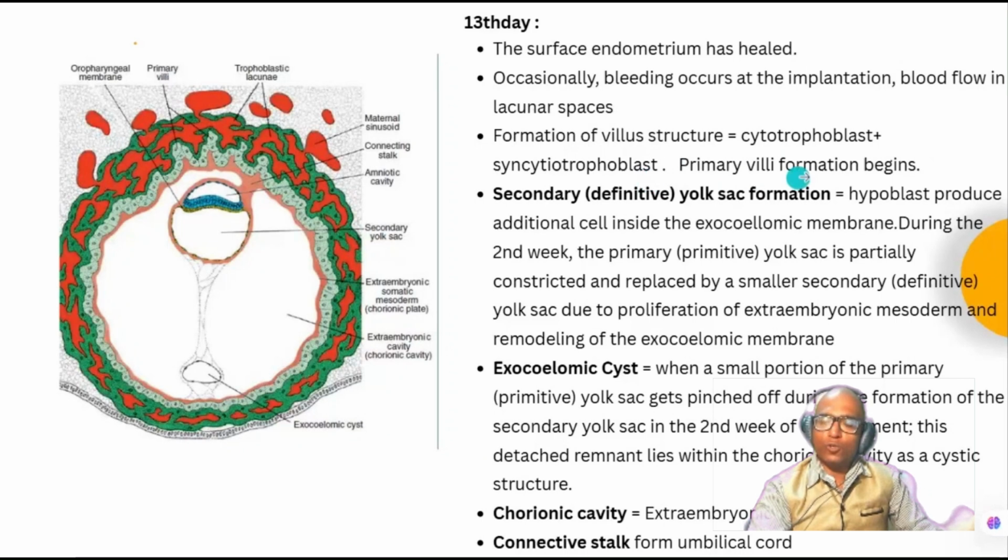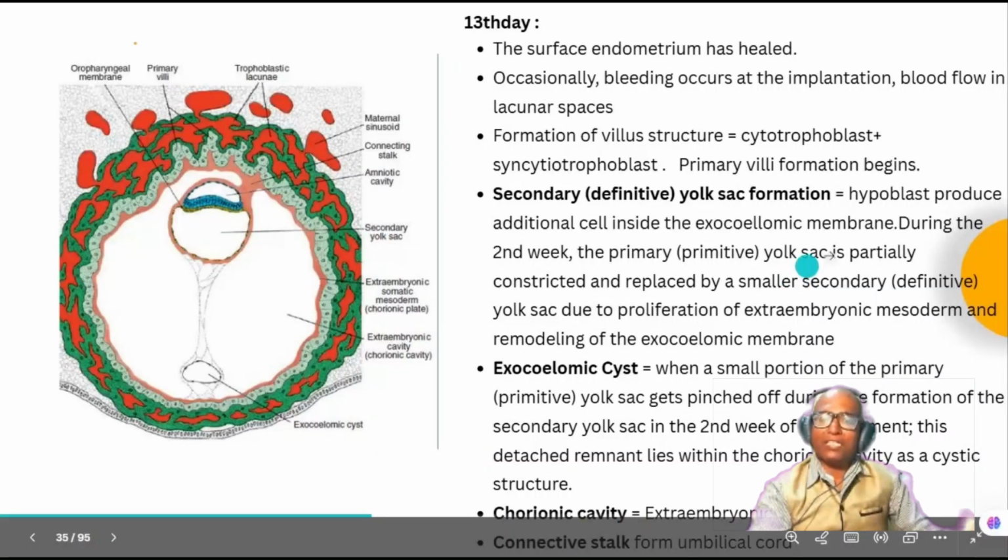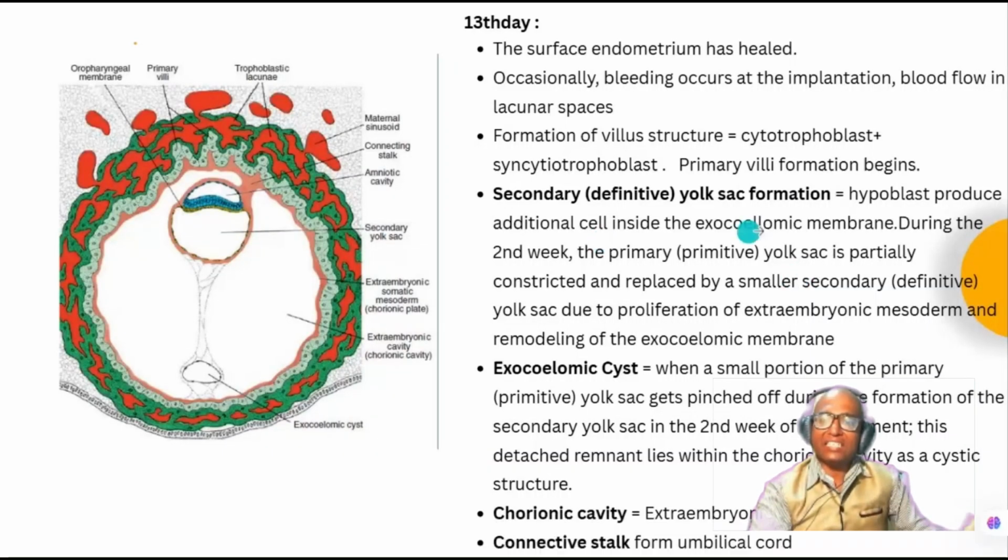So these villi also you should know because they are asking questions on it. Then there is a secondary or definitive yolk sac formation. The hypoblast produces additional cells inside the exocoelomic membrane during the second week. The primary or primitive yolk sac is partially constricted and replaced by the smaller secondary or definitive yolk sac due to proliferation of the extraembryonic mesoderm and remodeling of the exocoelomic membrane.